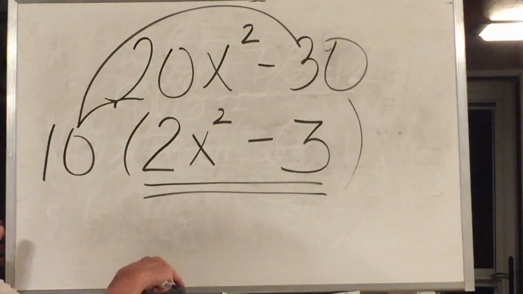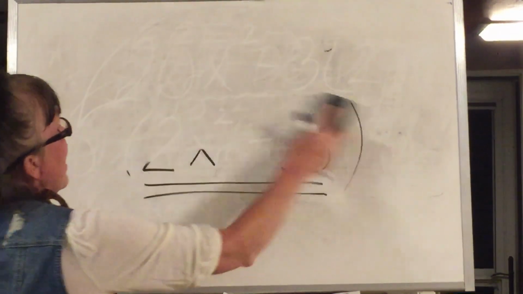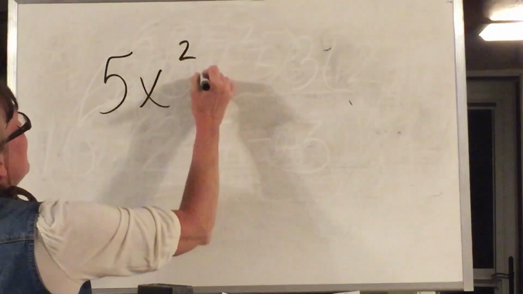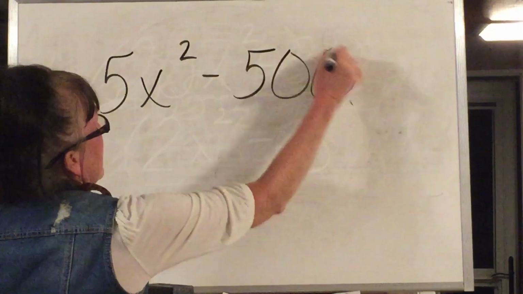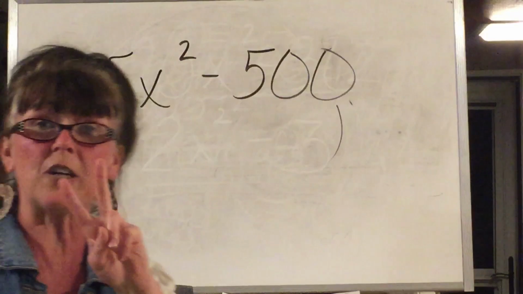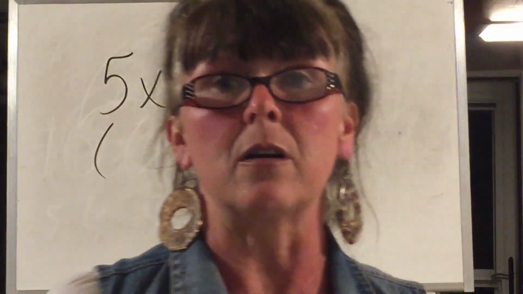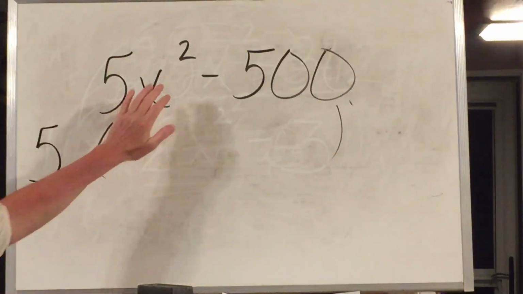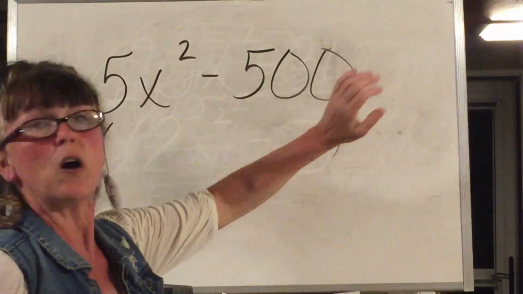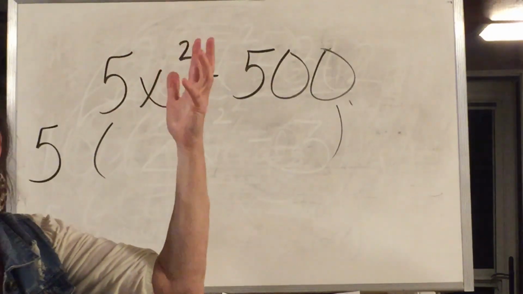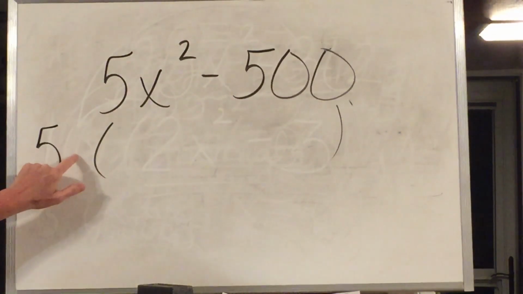Okay, now for the next one: 5x squared minus 500. You're going to check for a GCF. Okay, that requires 2 questions. What's the biggest number that would go into 5 and 500? 5. And then the smallest exponent, x squared or no x's? No x's. What does that mean? Can't write anything down for this spot right here.